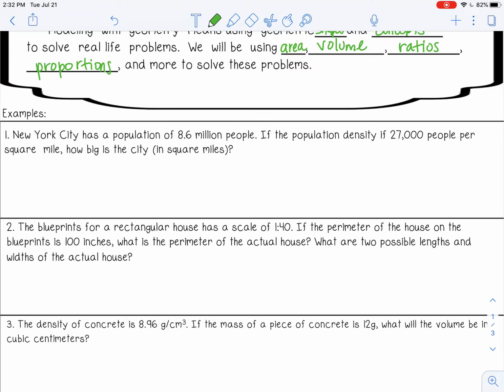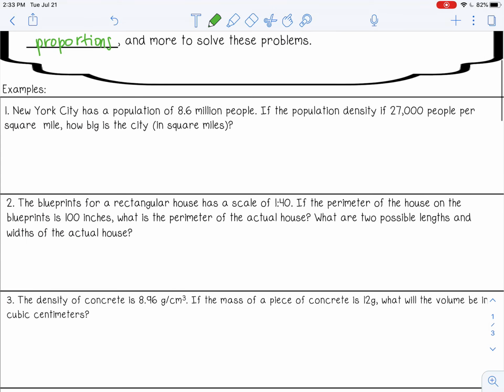Number 1, New York City has a population of 8.6 million people. If the population density is 27,000 people per square mile, how big is the city in square miles? So for this, I would set up a proportion. And we have two different variables that we're talking about here. We're talking about people and we're talking about square miles. So people per square mile.